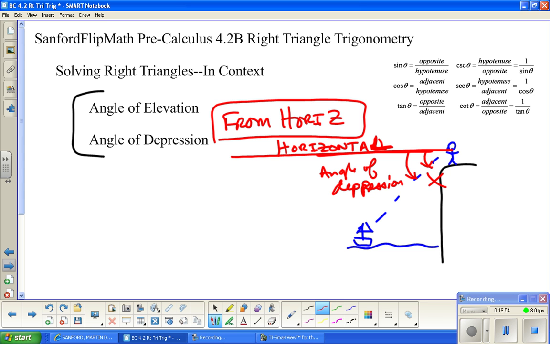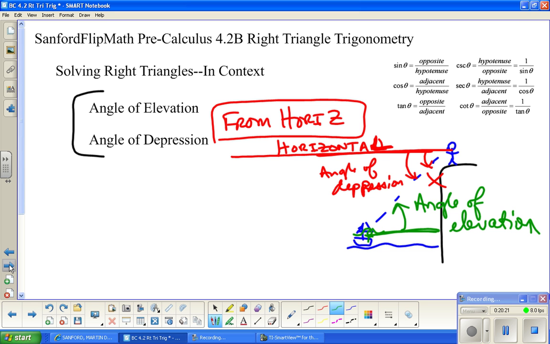Similarly, there could be a little guy in the boat, or no, it's a girl. There it is. And she's looking up, and she has to elevate her view. So if she has to elevate her view from the horizontal, that is an angle of elevation.